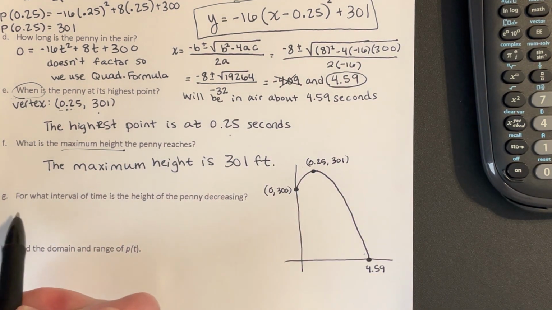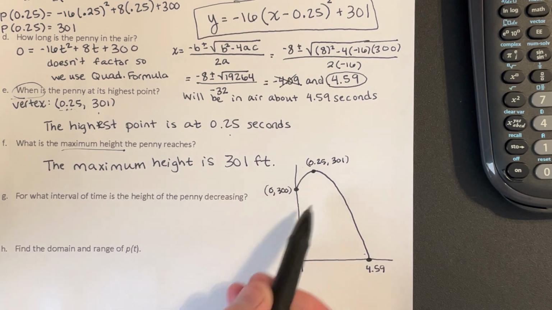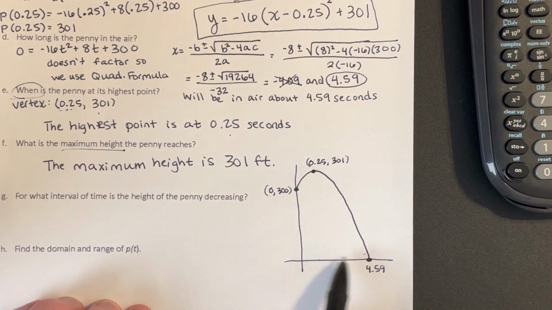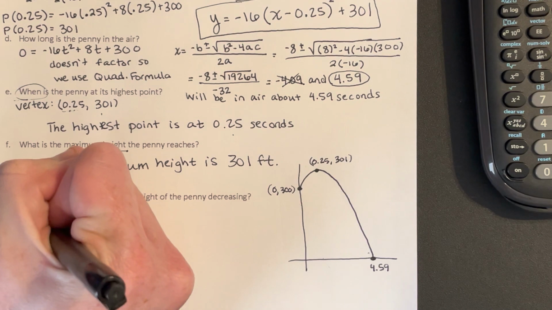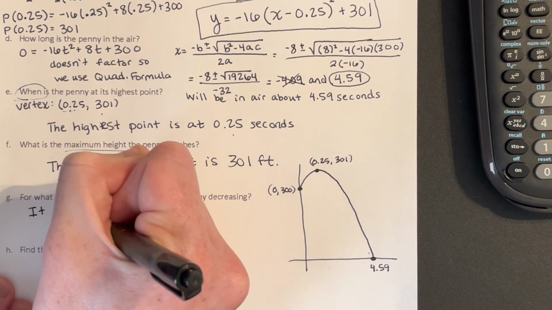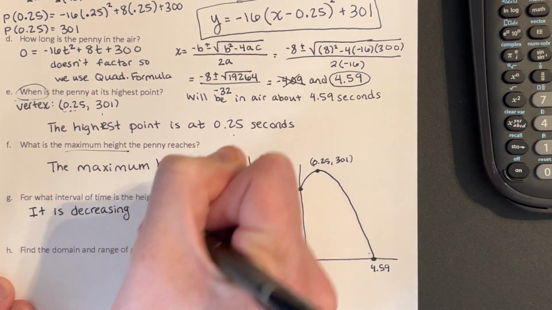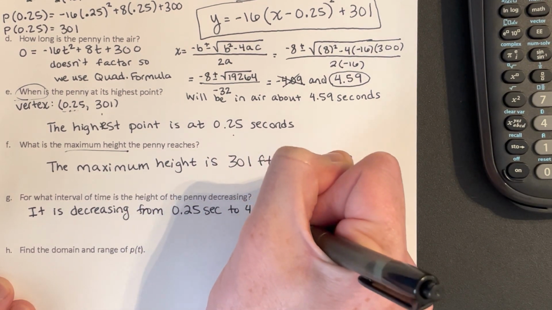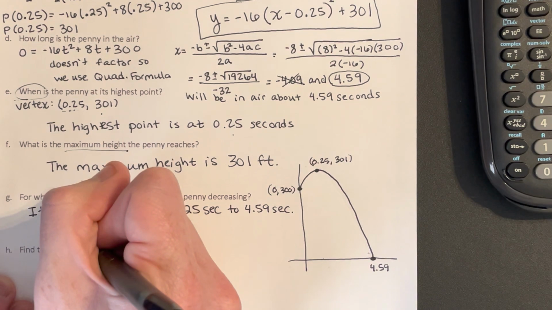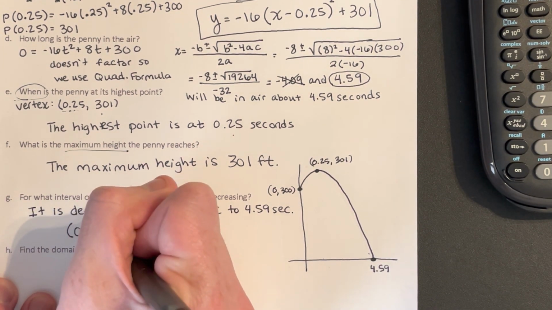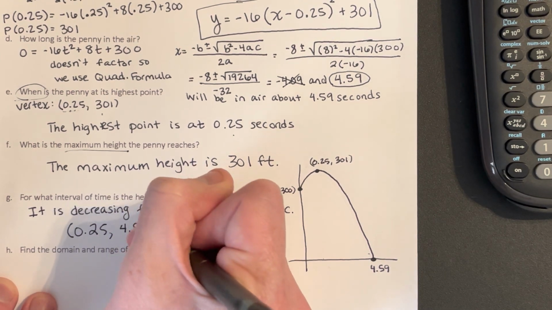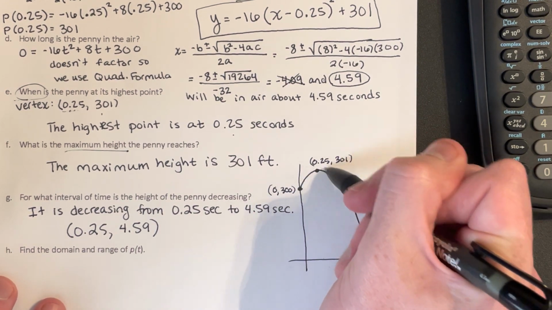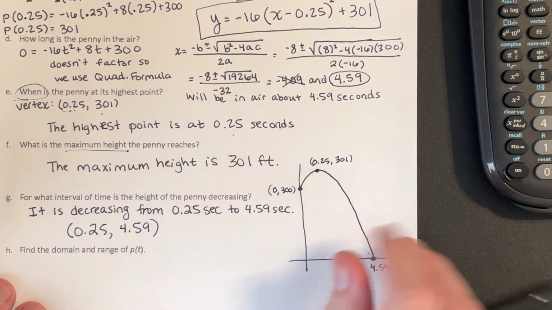So our decreasing section, this says for what interval is the penny decreasing, is this interval here on the downward slope. That's from when x is 0.25 all the way to 4.59. So we would say it is decreasing from 0.25 seconds to 4.59 seconds. In interval notation, it would just say 0.25 in parentheses all the way to 4.59 in parentheses, because at that point, 0.25, it's not increasing or decreasing, it's turning. So we wouldn't get a bracket there.